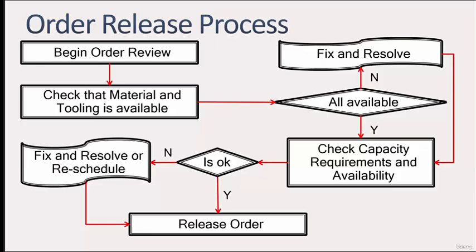Maybe you have a formal checklist that you go through. Whatever it is that you're checking, if anything is missing, the order shouldn't proceed further until everything you need is available. At that point, the order is ready to be launched. The next check is on the capacity and the availability of the resources.